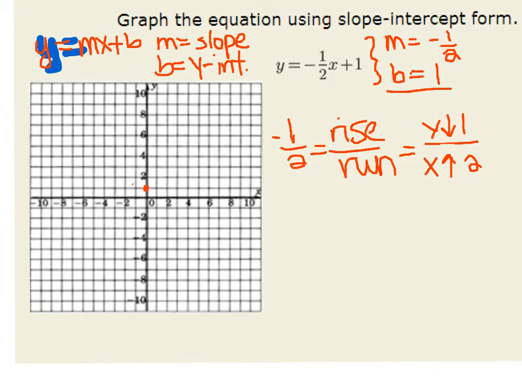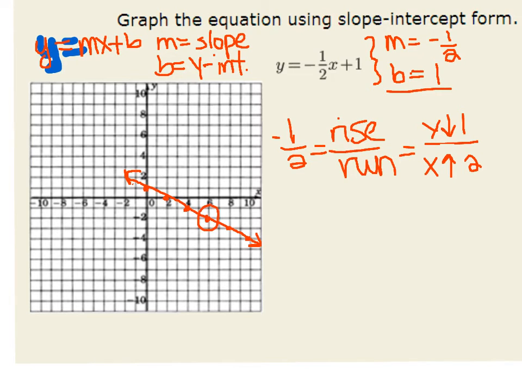So y is going to go down 1, x is going to go up 2. So we get the point 2, 0, and then y is going to go down 1, x is going to go up 2, and so on and so forth. So we just keep plotting points. So in the end, our graph ends up looking like this.